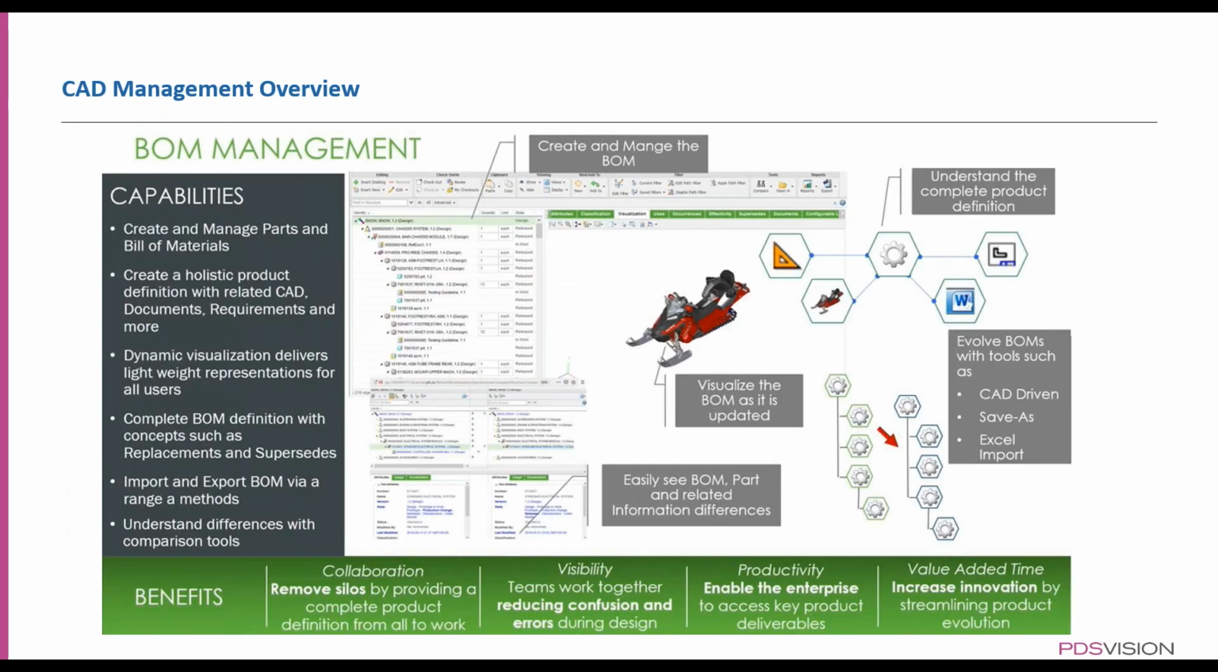So the CAD management, the capabilities that Windchill gives you, is to allow you to create and manage parts and bill of material. I also call that bill of information because you can store any information that relates to a product, be it requirements, documents, specification documents, all that sort of information. You can tie that into your product structure or your product bill of material. And it also creates the dynamic visualization that delivers lightweight representations for all users.